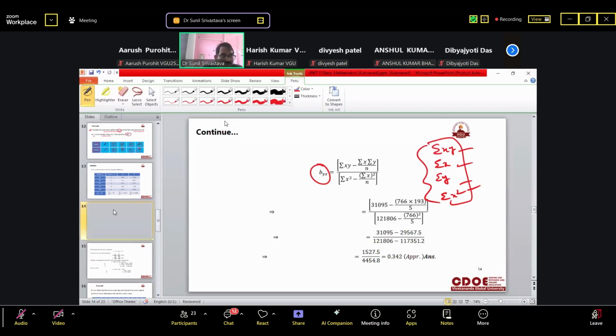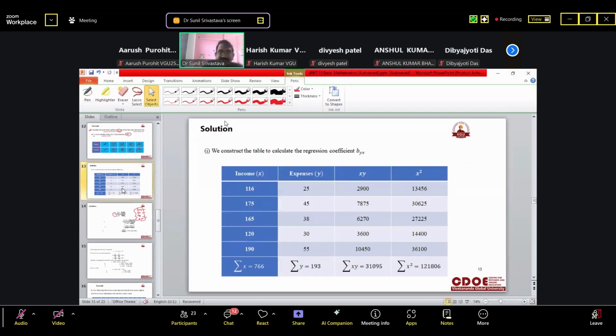So we have prepared the table like this. Income is one variable and expenses is the other variable. Income X is 116, 175, 160, 120, 190, and taking the sum of all these, we get 766. So summation of X is equal to 766. For the same, we find the value of Y also: 25, 45, 38, 30, 55, and the summation is 193. The summation of Y is equal to 193.